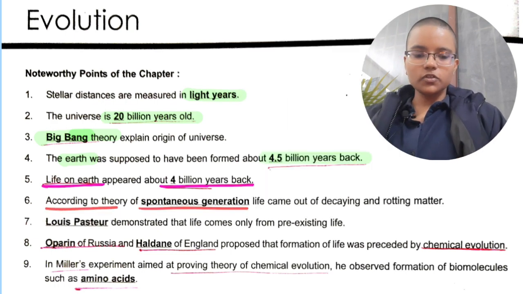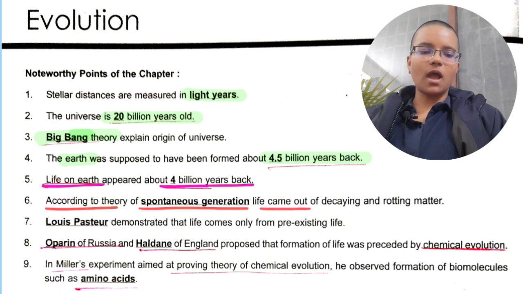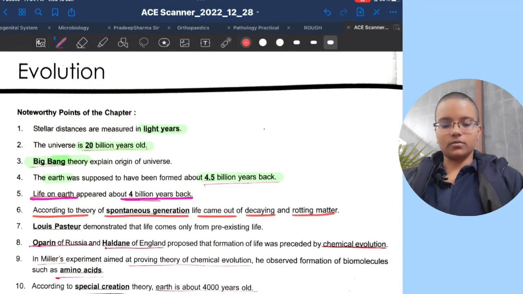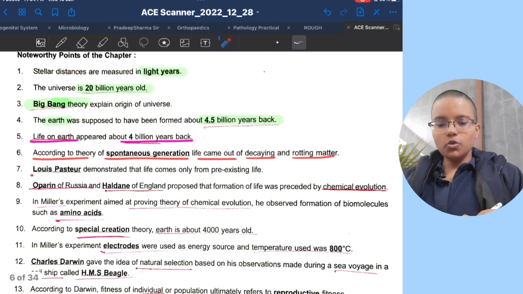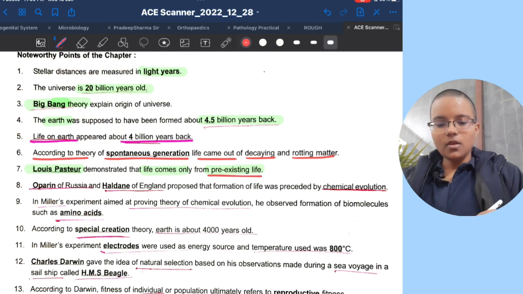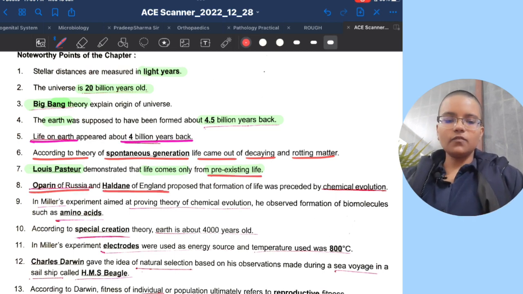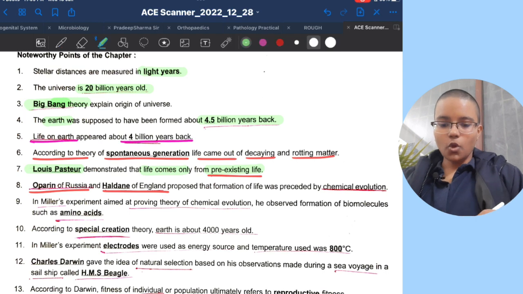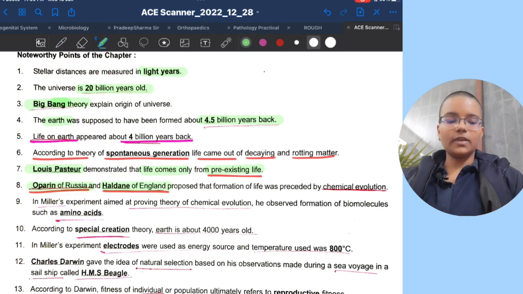According to the theory of spontaneous generation, life came out of decaying and rotting matter. Louis Pasteur demonstrated that life comes only from pre-existing life. Oparin of Russia and Haldane of England proposed that the formation of life was preceded by chemical evolution.